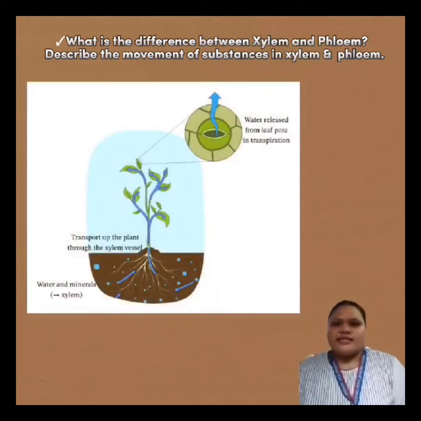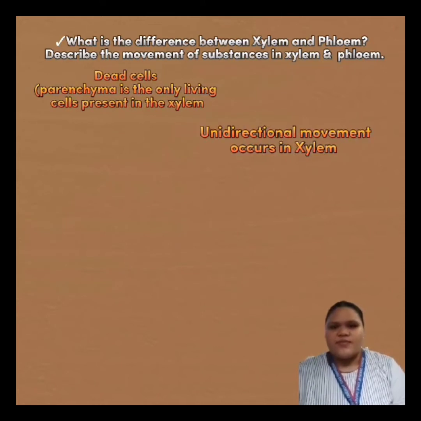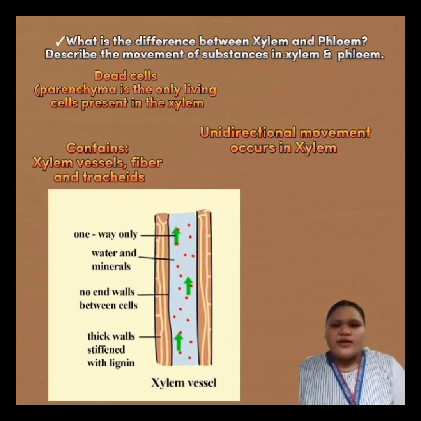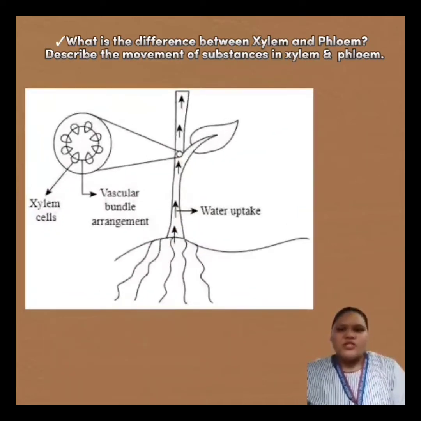Xylem is the complex tissue of plants responsible for transporting water and other nutrients to the plants. It also contains xylem vessels, fibers, and tracheids. Xylem is located in the center of the vascular bundle, deep in the plant.